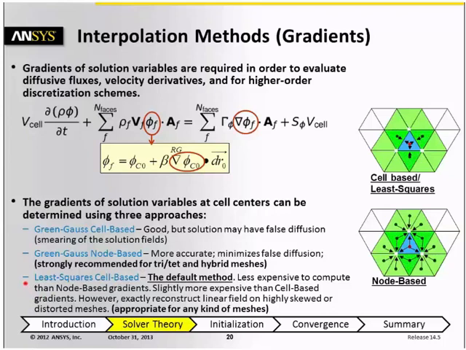The default method is the least squares cell-based method. This method also uses only the values from the neighboring cells, but the least squares method, when using only the cell values, is more accurate than the Green-Gauss cell-based method because it can exactly reconstruct the linear field on highly skewed or distorted meshes. The least squares cell-based and Green-Gauss node-based methods have comparable accuracy, but the least squares method is slightly less computationally expensive than the node-based method. So for this reason, it's the default method, and this is appropriate for any kind of mesh.